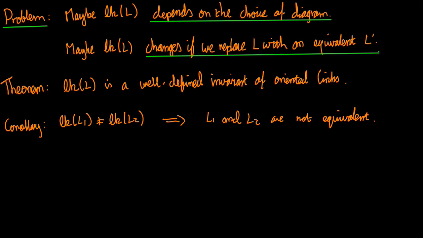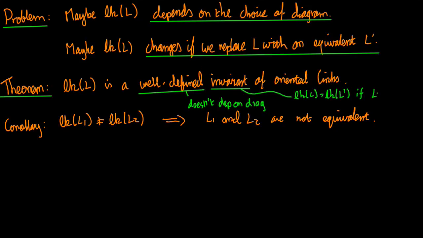Well, the theorem we have, theorem 1.19 in our notes, tells us that the linking number is actually a well-defined invariant of oriented links. Now, what does this well-defined mean? It means that it doesn't depend on the diagram. And what does this phrase invariant mean? It means that the linking number doesn't change if we replace L by something equivalent called L primed. So if L and L prime are equivalent, then the linking number of L is equal to the linking number of L primed.